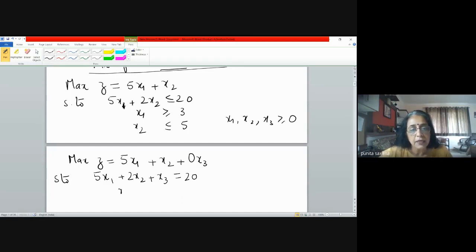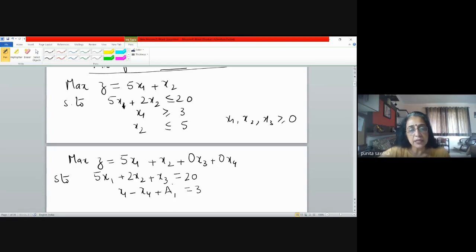But my second constraint is more than or equal to type, so I introduce a surplus variable x4. I subtract it, and because it's surplus, it will have a 0 coefficient as well. The behavior of slack and surplus in the objective function is absolutely the same. But because I need an initial basic variable also from the second constraint, I will add one artificial variable, and I'm calling it A1. And this now becomes equal to 3.